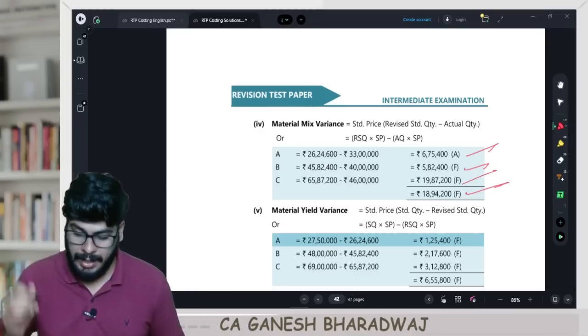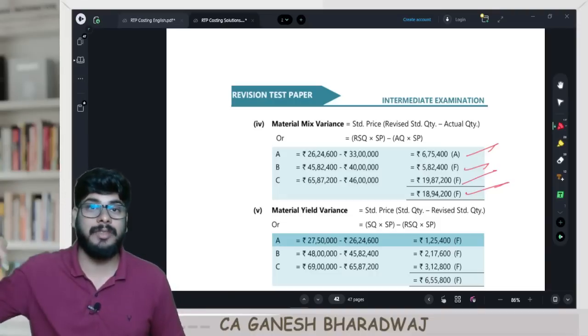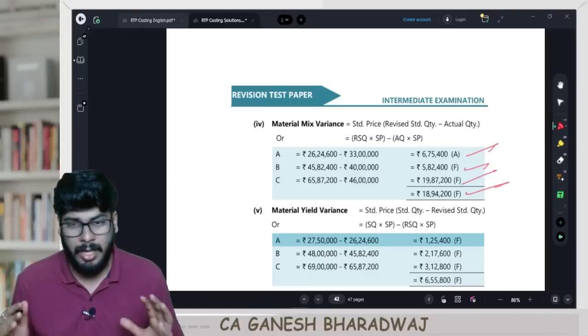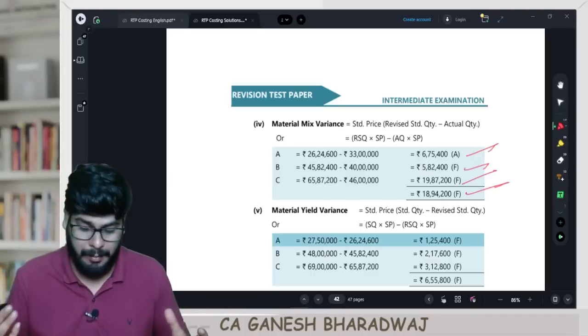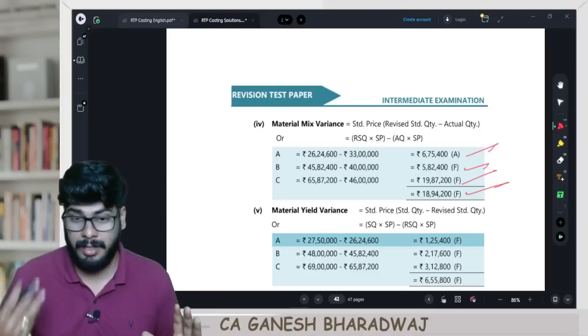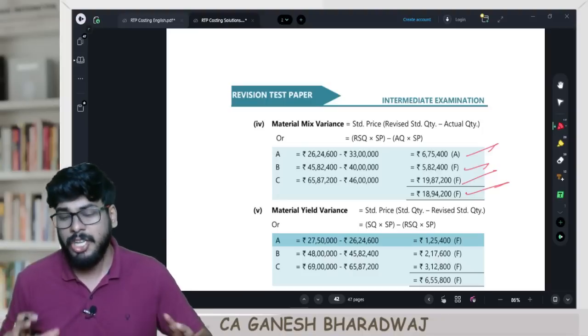One thing that they have done is they have rounded off the revised standard quantity figures alone. They have rounded it off to the nearest tens digit, which means the institute is accepting this. In most of the sums, they don't do that. This sum alone is unique. It is coming as a surprise for me as well. So they have done it like that.